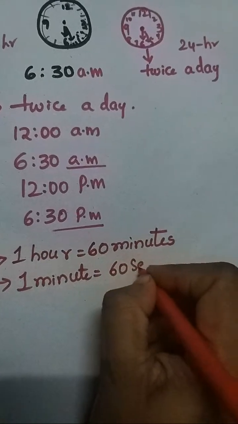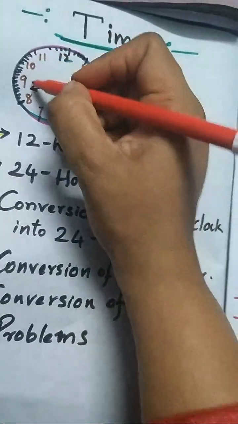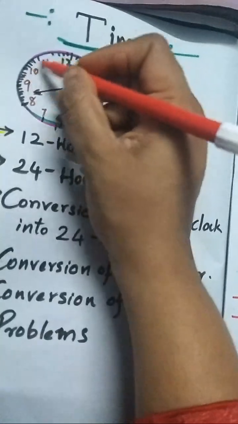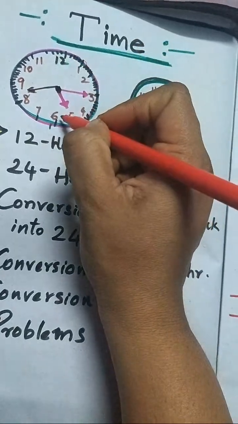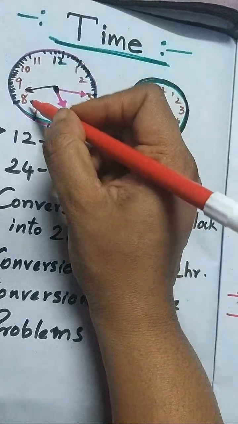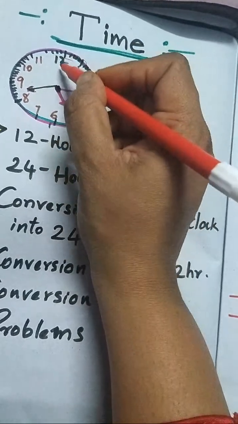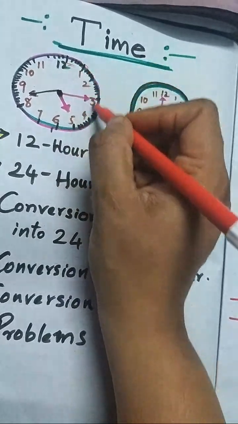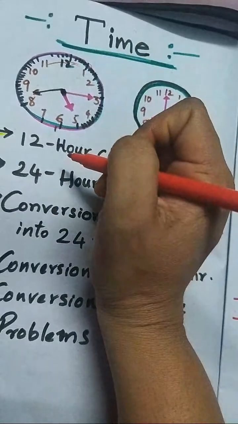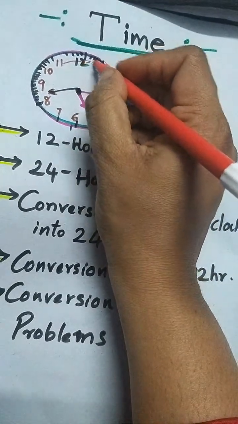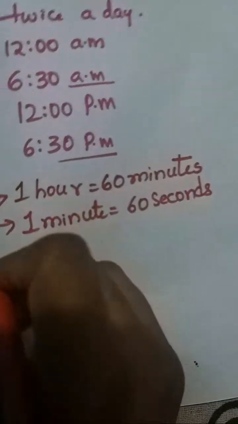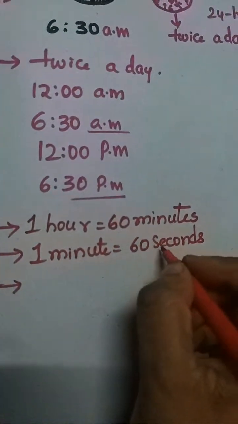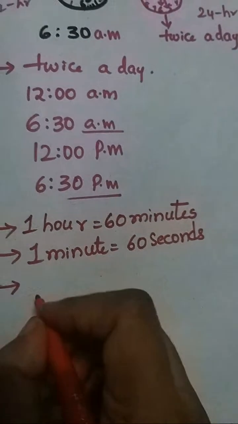Okay, now another point we have to remember is 1 minute is equal to how many seconds, children? 60 seconds. The seconds pointer also goes on line by line. Okay, 60 seconds are there. 60 minutes are there and 60 seconds. In 1 minute it completes 60 seconds, but in 1 hour it completes 60 minutes. So 1 minute is equal to 60 seconds.